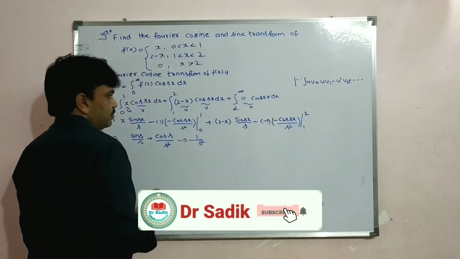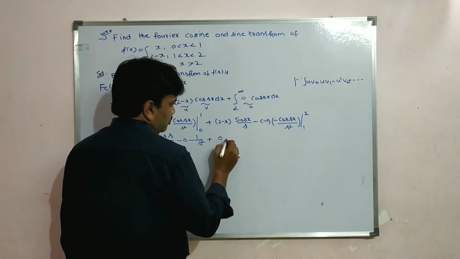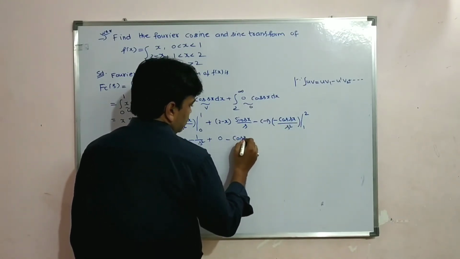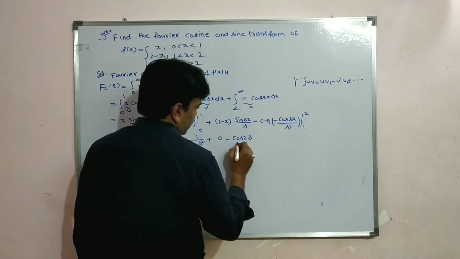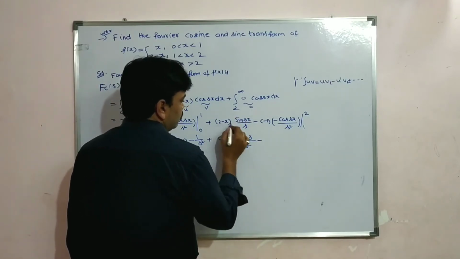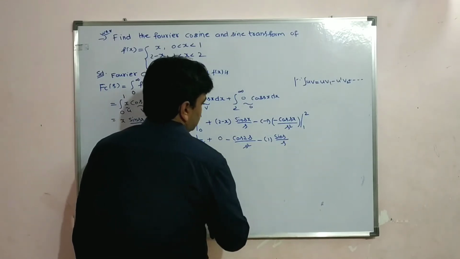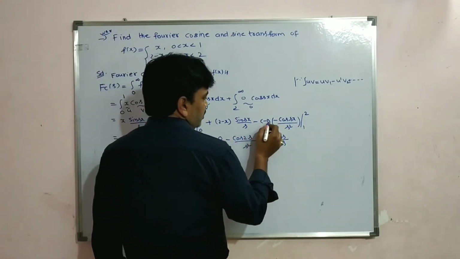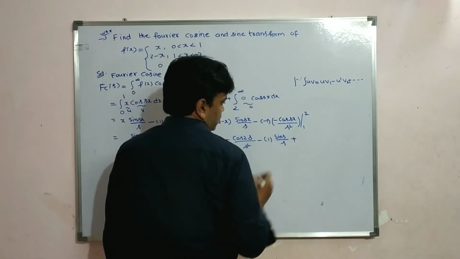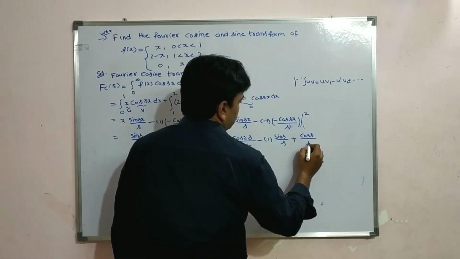Plus, substituting the upper limit, students: 2 minus 2 is 0, minus cos 2s by s square. Substituting the lower limit, minus 2 minus 1, sin s by s, and since we have a minus already, substituting the lower limit we get plus, as x value is 1, so cos s by s square.